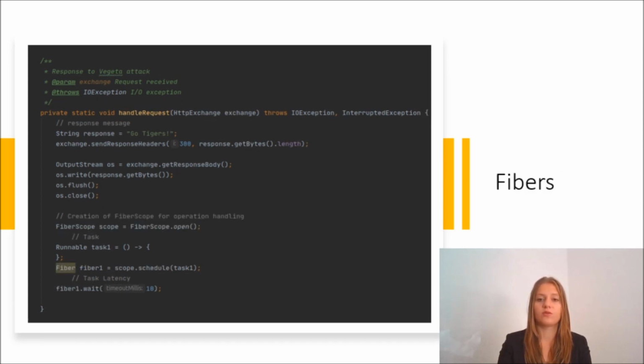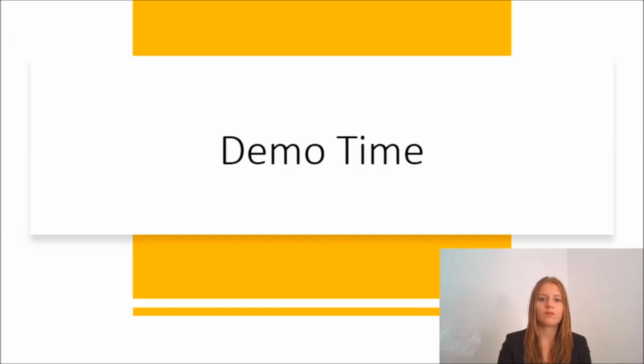Here is the same code example with fibers. In this implementation, they are created inside the fiber scope and, same as threads, execute a runnable task and wait for 10 milliseconds. Now I'm going to show you the demonstration of the previous two code examples.